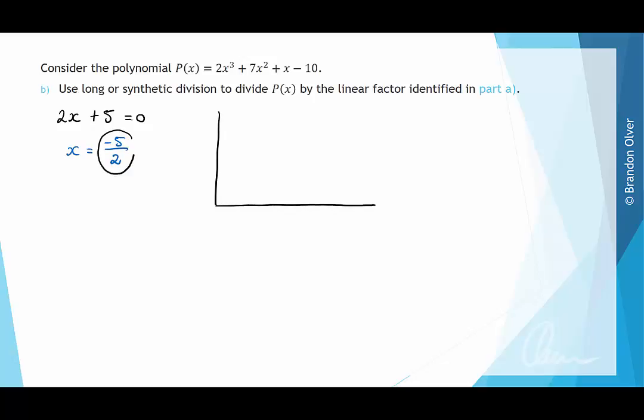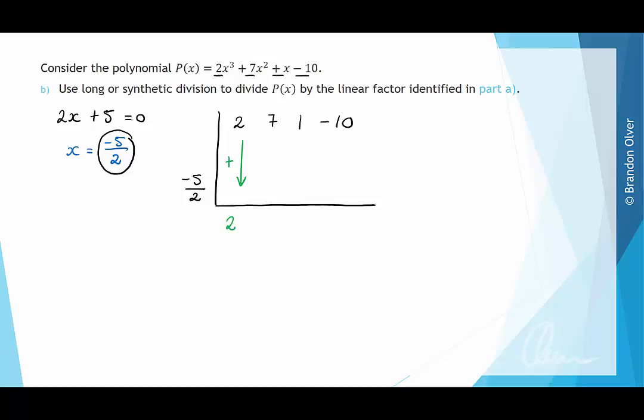So we start with our negative 5 divided by 2, and that goes into this position. So negative 5 divided by 2 sits here. And then the coefficients of p of x, which are 2, 7, 1, and negative 10, sit in these positions here. So the first thing we're going to do is add down the first column. So we have 2 plus 0 gives 2.